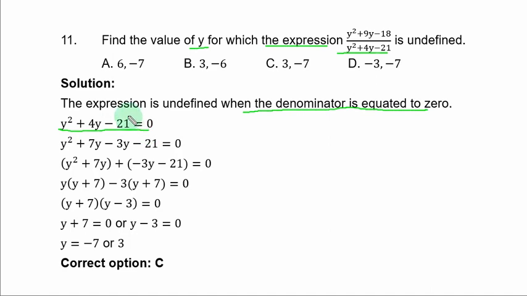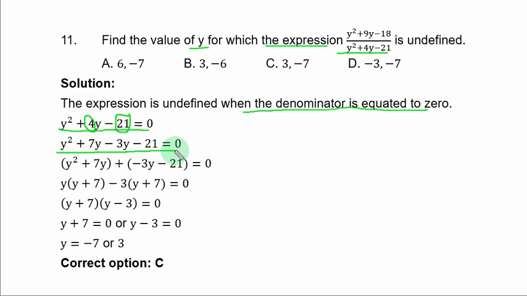To factorize, look for two factors of 21 whose sum is plus 4 in y. Such factors must be plus 7 and minus 3. You write the two factors in y and replace the middle term with them. So you have y squared plus 7y minus 3y minus 21 equal to 0. The terms are now 4.